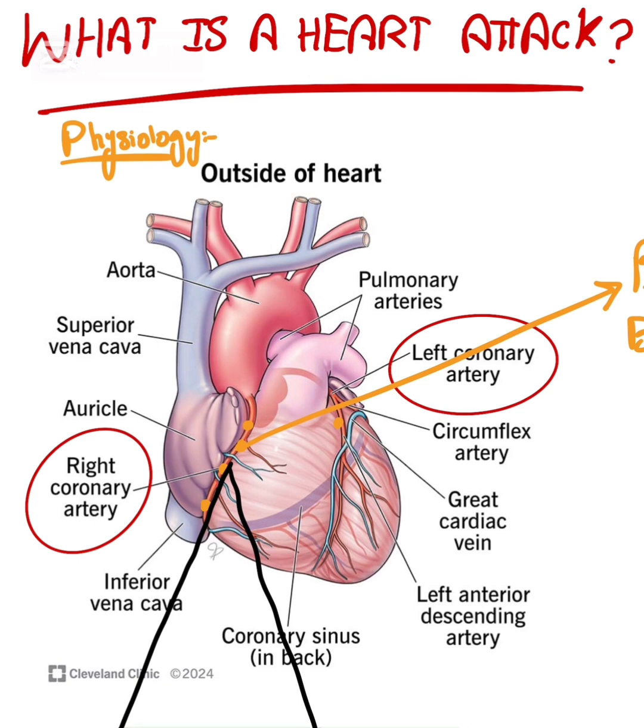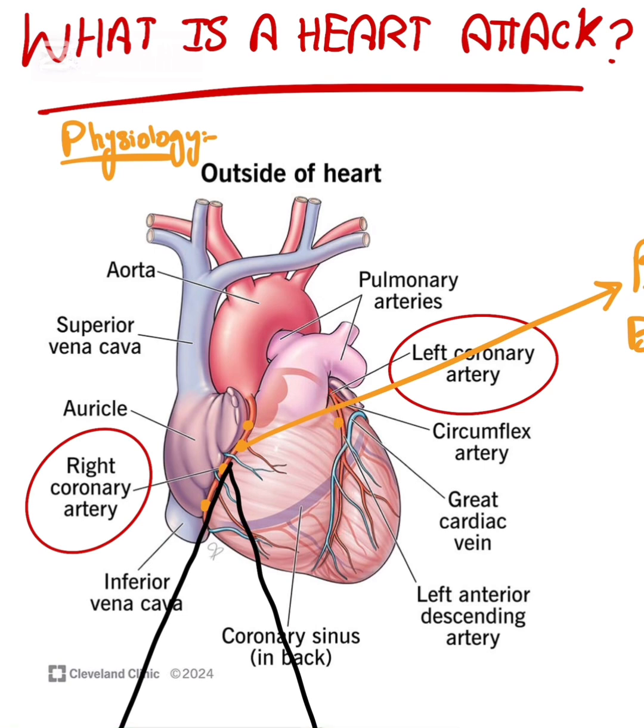Right here you see, this is the atrial portion. This right here is the ventricular portion. And right here you see are these coronary arteries. This is the right coronary artery and this is the left coronary artery.